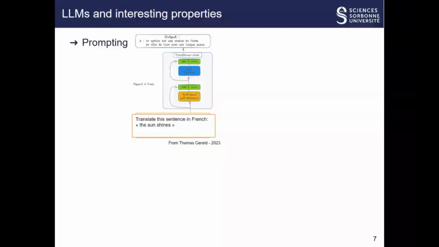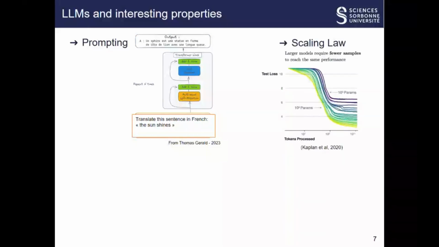So just a summary, a slide with some interesting properties of large language models. Obviously, you might know the property of prompting, in which you provide explicit instruction to the model, and then it is able to perform the task. The other property is a scaling law.